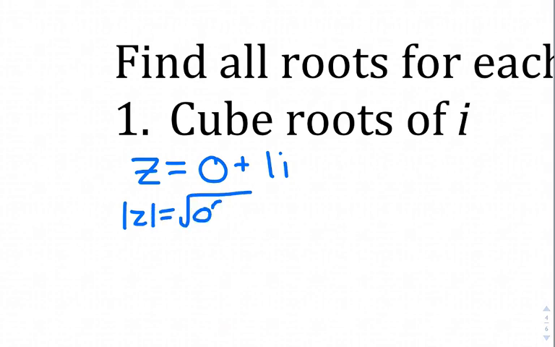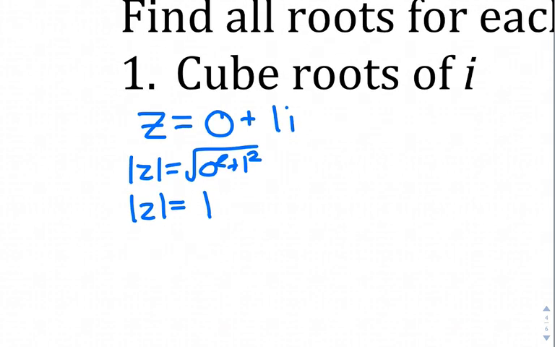Now i is not in polar form. Remember, z equals a plus bi, that's rectangular form. So technically this is z equals 0 plus 1i. So what I have to do is first convert this to polar form. So again, I need my absolute value of z, and then I need my theta. So absolute value of z would just be the square root of 0 squared plus 1 squared. Well, 0 squared is 0, 1 squared is 1, square root of 1 is just 1. So my r value is 1.